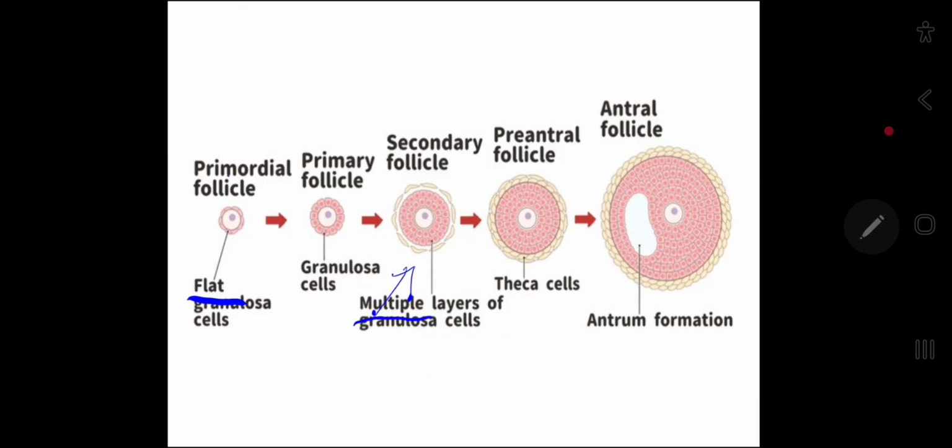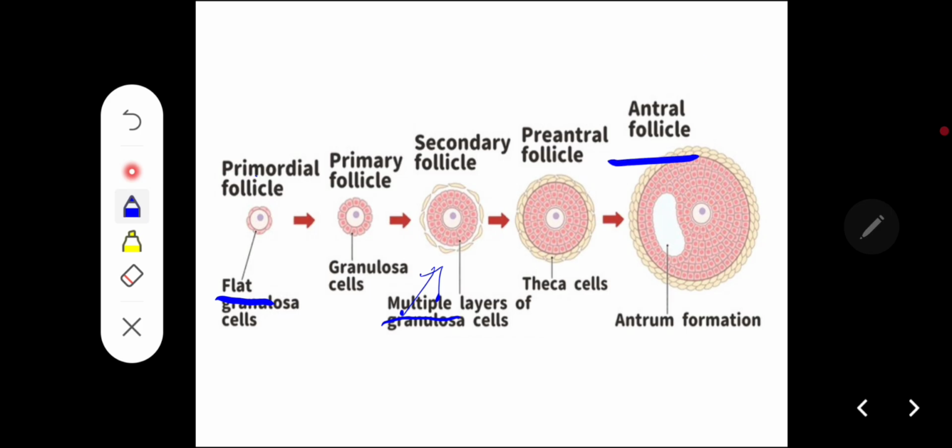In this picture, we demonstrate primordial, primary, and secondary follicles. And this antral follicle, or tertiary follicle, contains an antral cavity with follicular fluid. And from this stage, it responds to FSH. Okay?